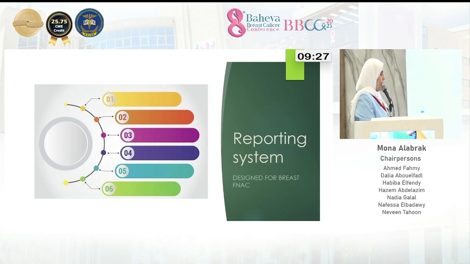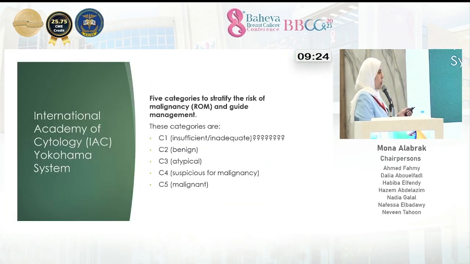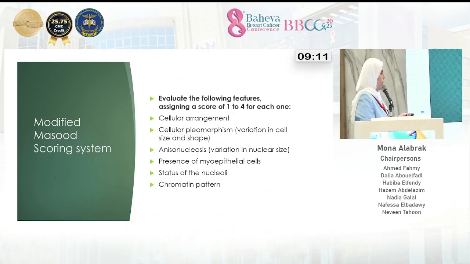الريبورتنج سيستمز سريعا عندي بيبقى اليوكوهاما سيستم اللي هو C1 2 3 4 5، ده designated system designed للبريست مش ديسشارج، بس إحنا بناخد بيها. طبعا الـ inadequate أنا مش هتكلم فيها في الديسشارج لأنه ممكن يبقى الديسشارج عادي absent ما فيهوش خلايا.